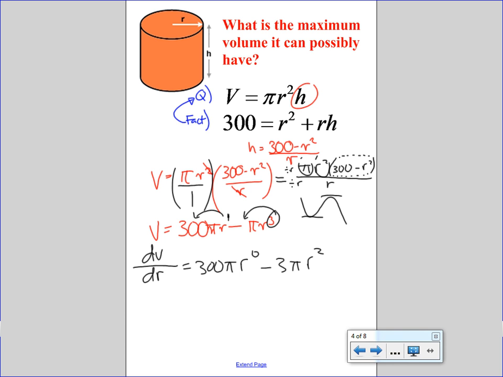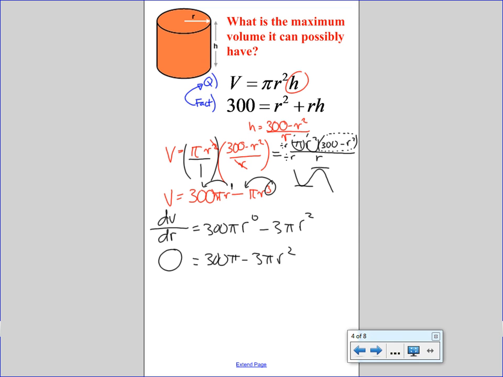Anything to the power of 0 is 1, so it's 300 pi minus 3 pi r squared, and we wanted this to be 0. We want the gradient to be 0, exactly. Divide everything by pi, divide everything by 3, so we'd get 100 minus r squared. R squared is 100, so r is plus or minus 10.